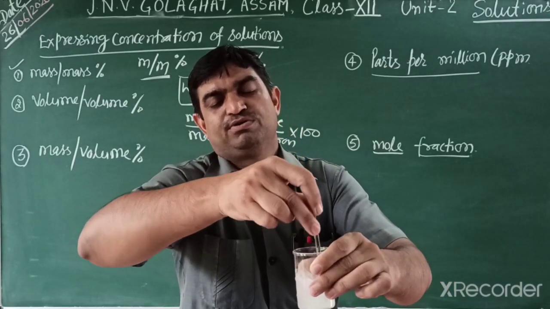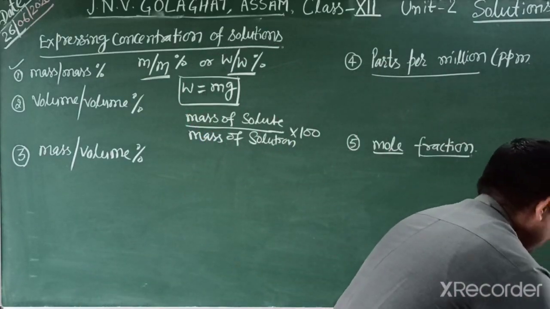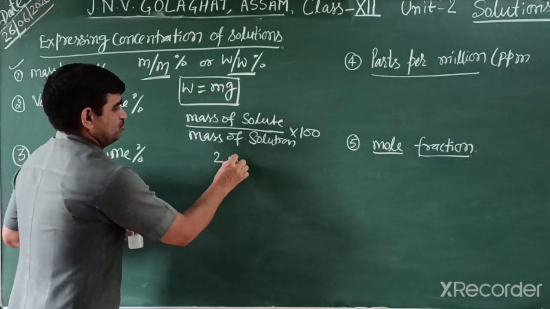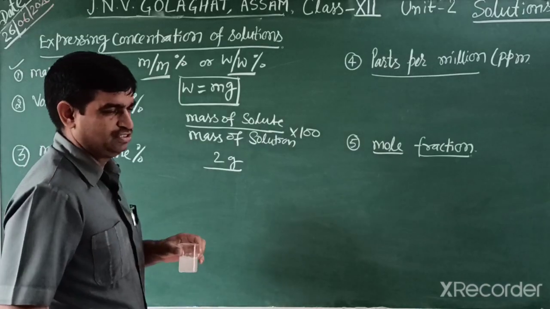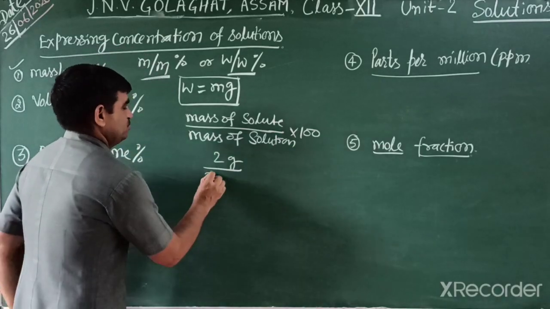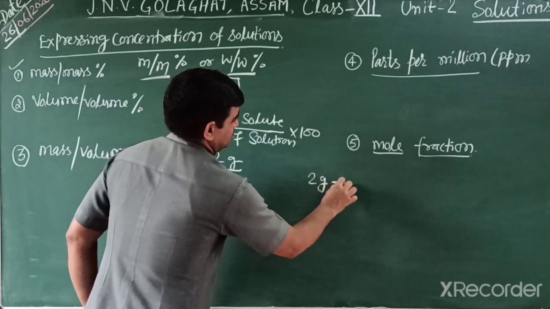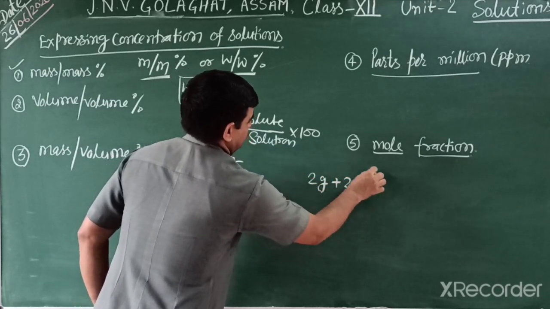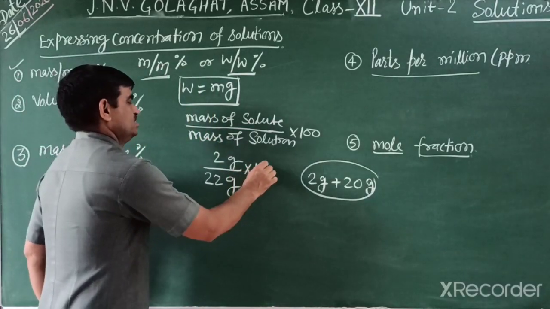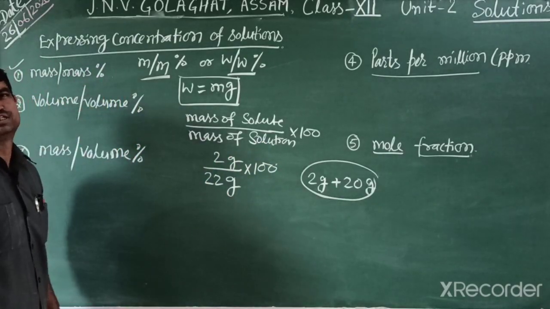And I want to calculate the mass by mass percent. Then we can find the mass of solute, which is glucose, 2 gram, and the mass of solution is 20 gram plus 2 gram, 22 gram, because the solute is 2 gram and the solvent is 20 gram. The mass of solution is 22 gram, into 100. So in this way, we can find the mass percentage.